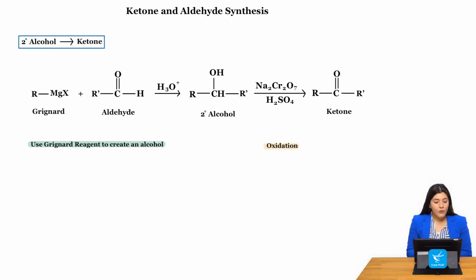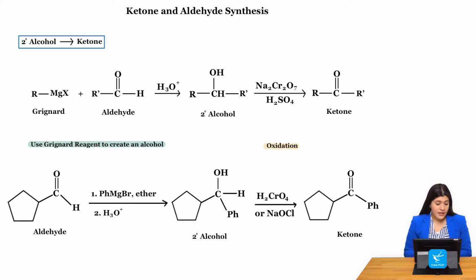We could also go from a secondary alcohol to a ketone, and then we would use a Grignard reagent to do this. So what we would start off with is a Grignard reagent, and then we'd add this to an aldehyde, and that would then form our secondary alcohol. Then from this secondary alcohol, we can oxidize this. So I'll use the chromic acid reagent in this case, and then that gives us our ketone.